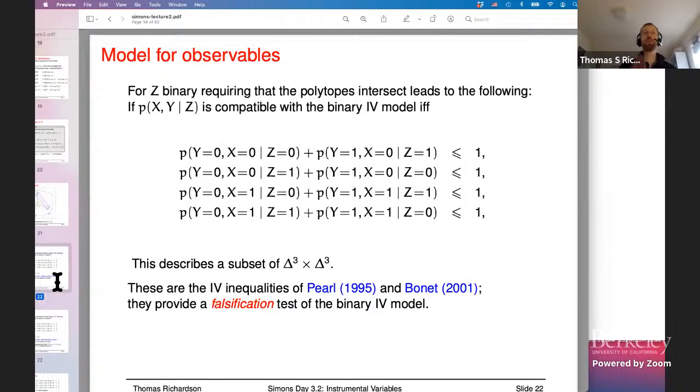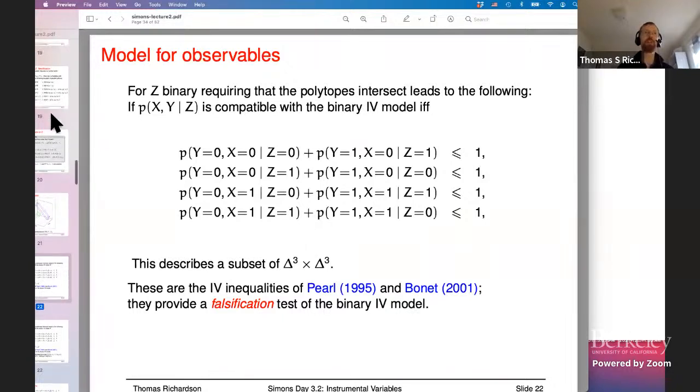But in the simple case where Z is binary, we end up with these four inequalities. These four inequalities define the observed model in the binary case. And I want to say here that in the talk yesterday, and also on Tuesday, there was a lot of focus on causal models giving rise to conditional independence restrictions. But here, the interesting thing is that we have some inequalities, and those inequalities turn out to be useful and interesting.